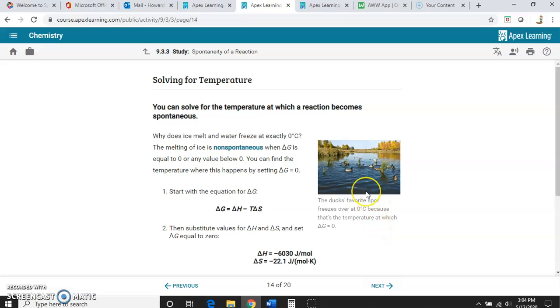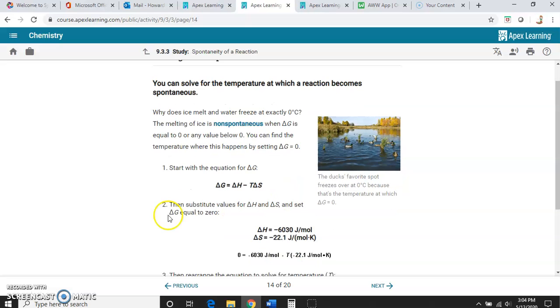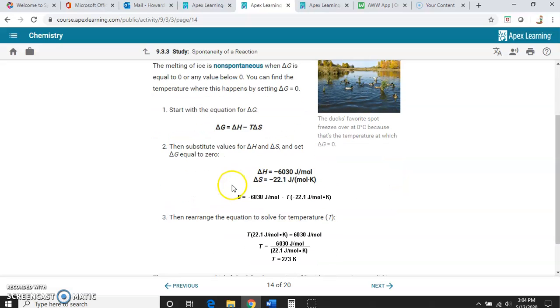So we can solve for the temperature, though, if we want to know at what temperature it becomes spontaneous, so we don't just sit there and guess. We can find out if we set this Gibbs free energy, the change of G, equal to 0. So we start with that same equation. We substitute values for H and set the G equal to 0. So you're solving for T. So we put 0 on this side. We put the negative 6,030 over here minus T. We're leaving that there because that's the variable we want to solve for. And then we're putting negative 22.1 in for the change of S.